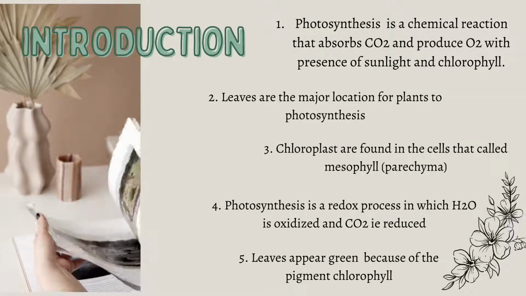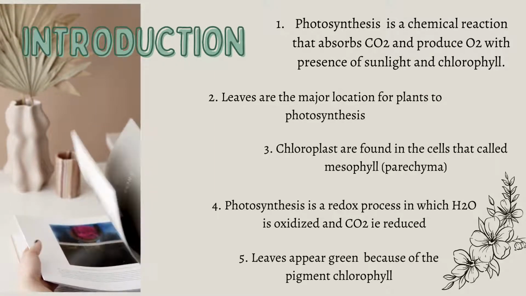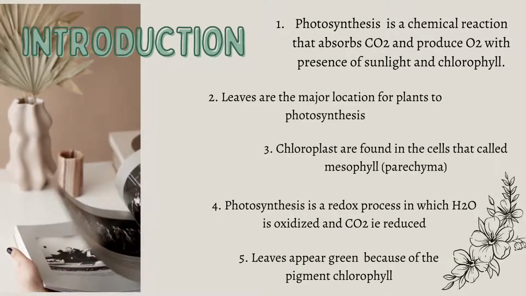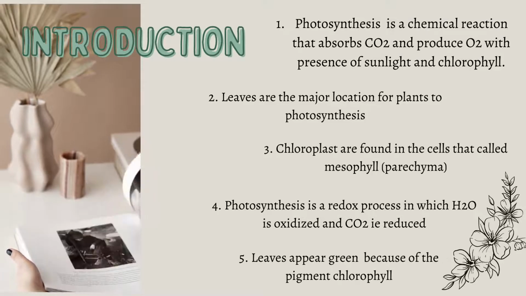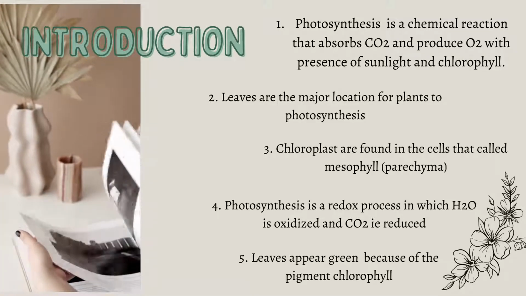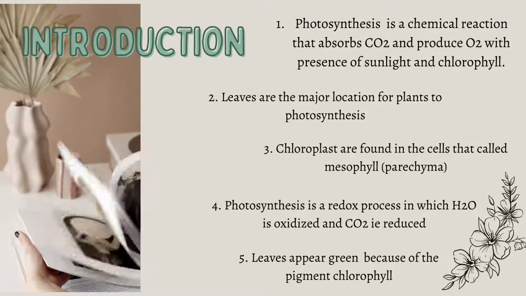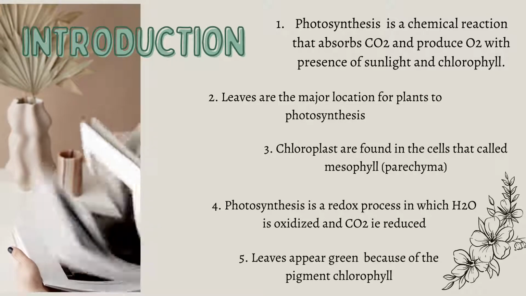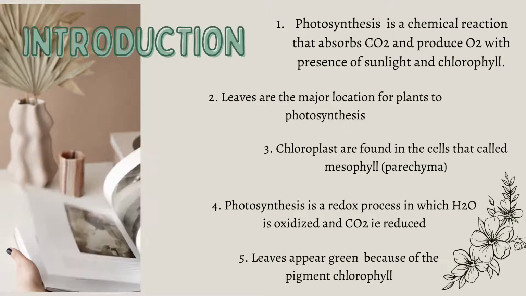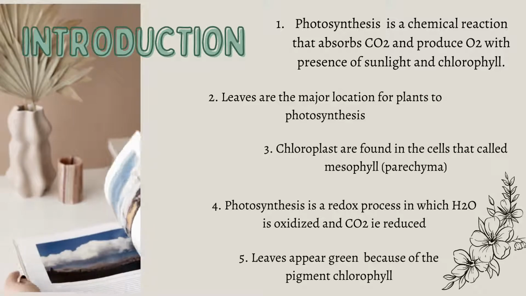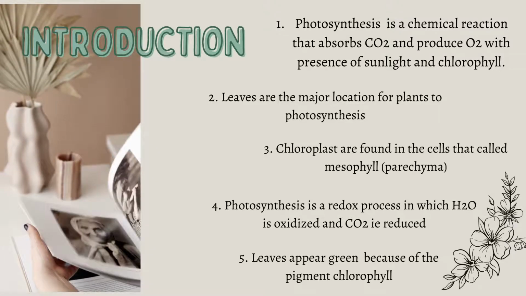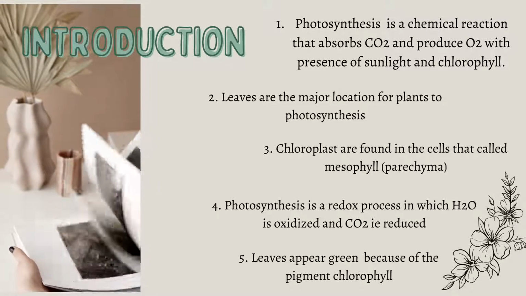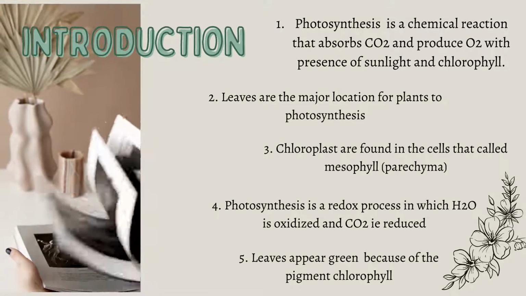Leaves are the major location for plants to photosynthesize because a lot of chloroplasts are found there. Chloroplasts are found in the cells called mesophyll, or parenchyma cells, in the entire tissue of the leaf. Inside the chloroplast membrane are the thylakoids, stacked in columns called the grana, and each chloroplast contains the stroma.